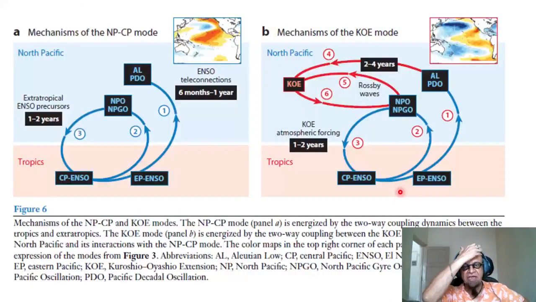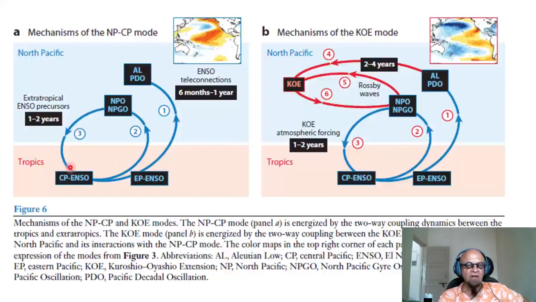If you look at the mechanisms of NPCP and KOE modes. The NPCP mode here is energized by the two-way coupling dynamics between the tropics and extratropics. That's kind of a broad statement with North Pacific meridional mode kind of pattern there. So mechanisms of NPCP mode, North Pacific, extratropical ENSO precursors, 1 to 2 years. There is also some debate that Central Pacific El Nino is basically a manifestation of the North Pacific meridional mode, and the westerly wind bursts could be part of that as well.